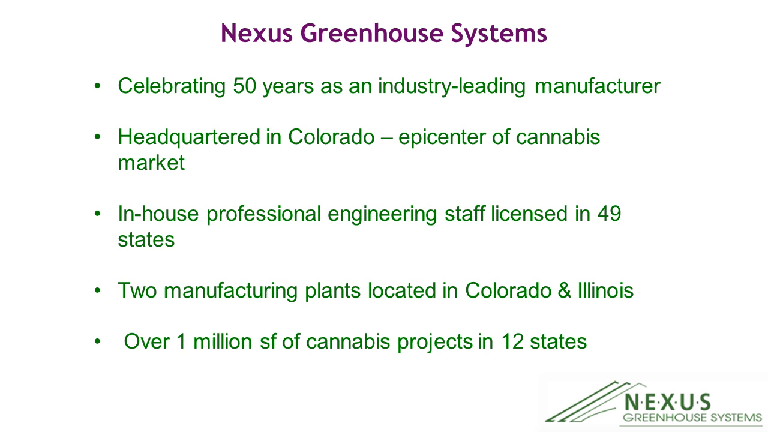Okay. Next, we'd just kind of like to summarize a little bit about Nexus here and give you a little bit of background information. We're celebrating our 50th year in the industry as a leading manufacturer for greenhouses, both horticultural, institutional, commercial. It's headquartered in Colorado, where we have one of our manufacturing plants, but we also have a second manufacturing plant in Illinois. We have an in-house professional engineering team to help assist with all these different needs that we just outlined in this presentation here. We're licensed engineers in 49 states. We have over 1 million square feet of cannabis projects in 12 states, and we're counting. Correct. Yeah, we're building more cannabis projects all the time. So we do have several going up in just about every state that we can be building them in.